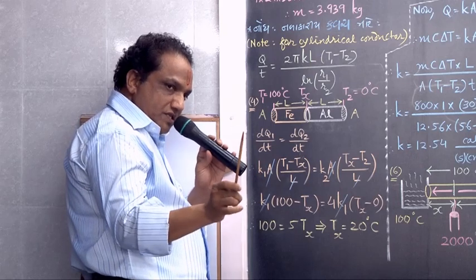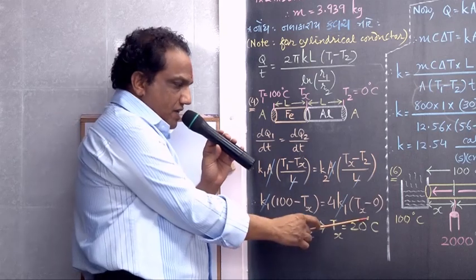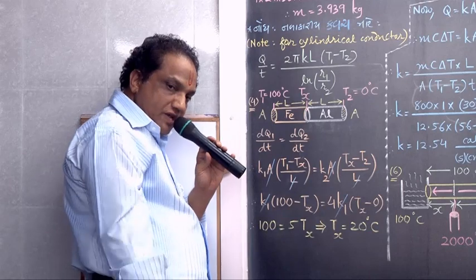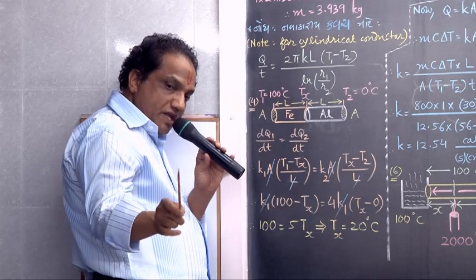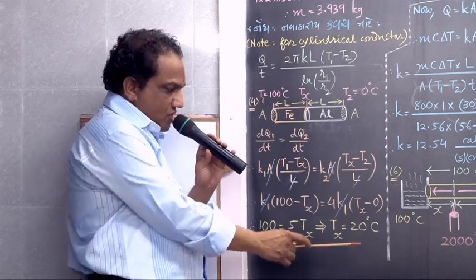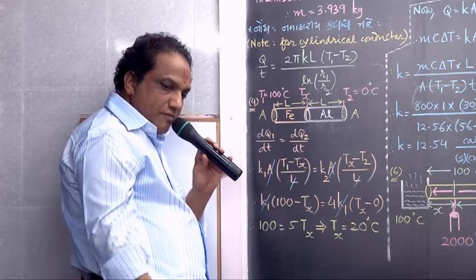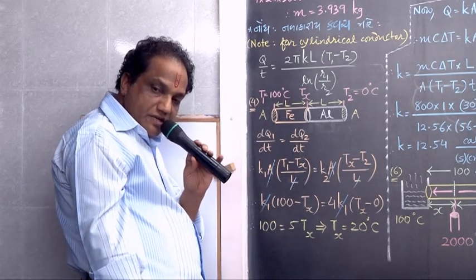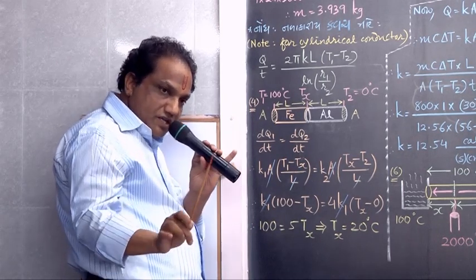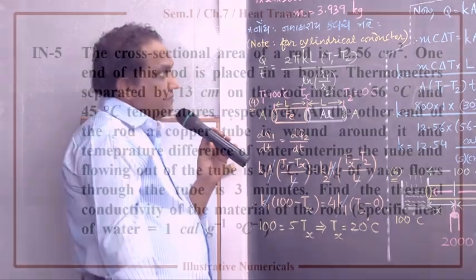And suppose they ask this temperature in Kelvin, then degree centigrade should be converted into Kelvin. You are supposed to add 273. So 20 plus 273 will make 293 Kelvin, if at all they ask. Okay. Next.